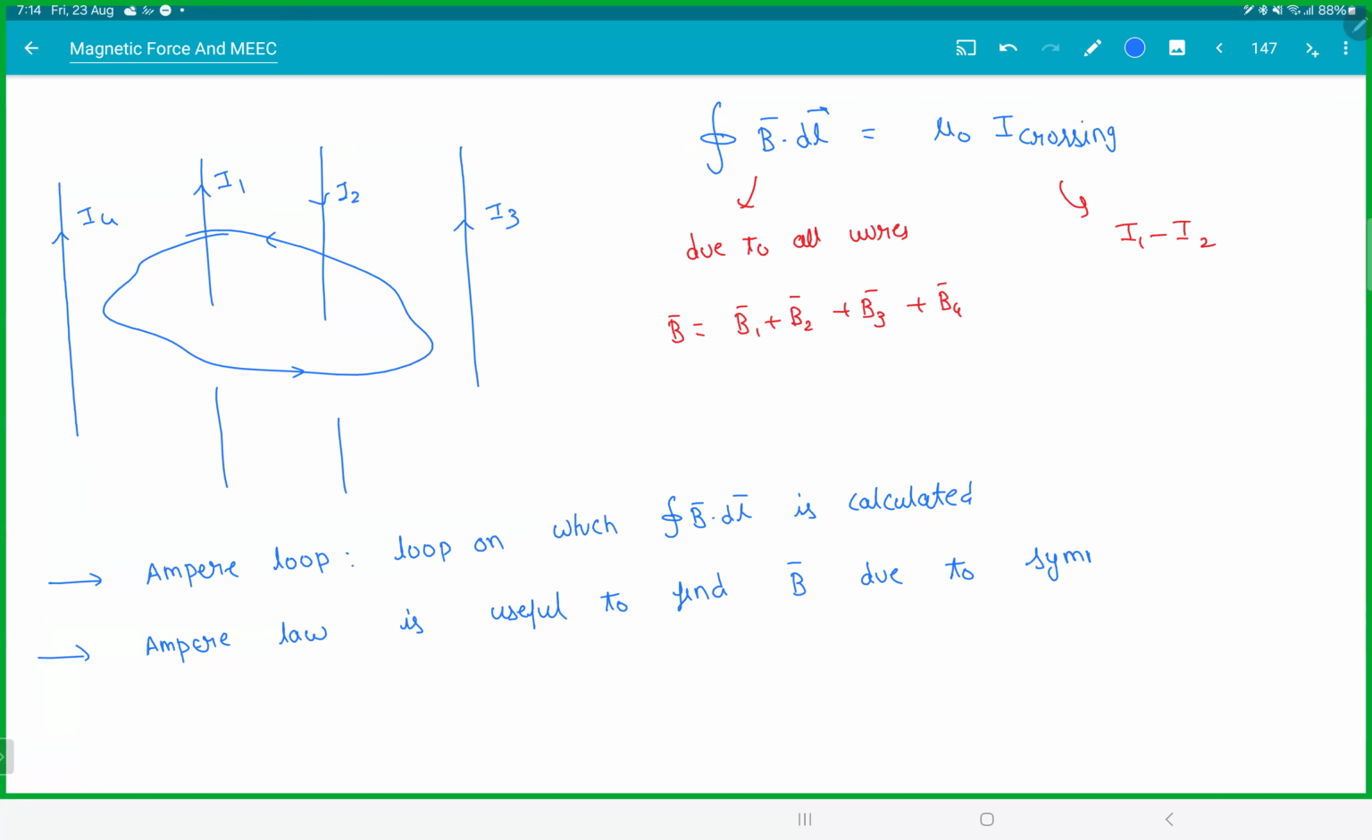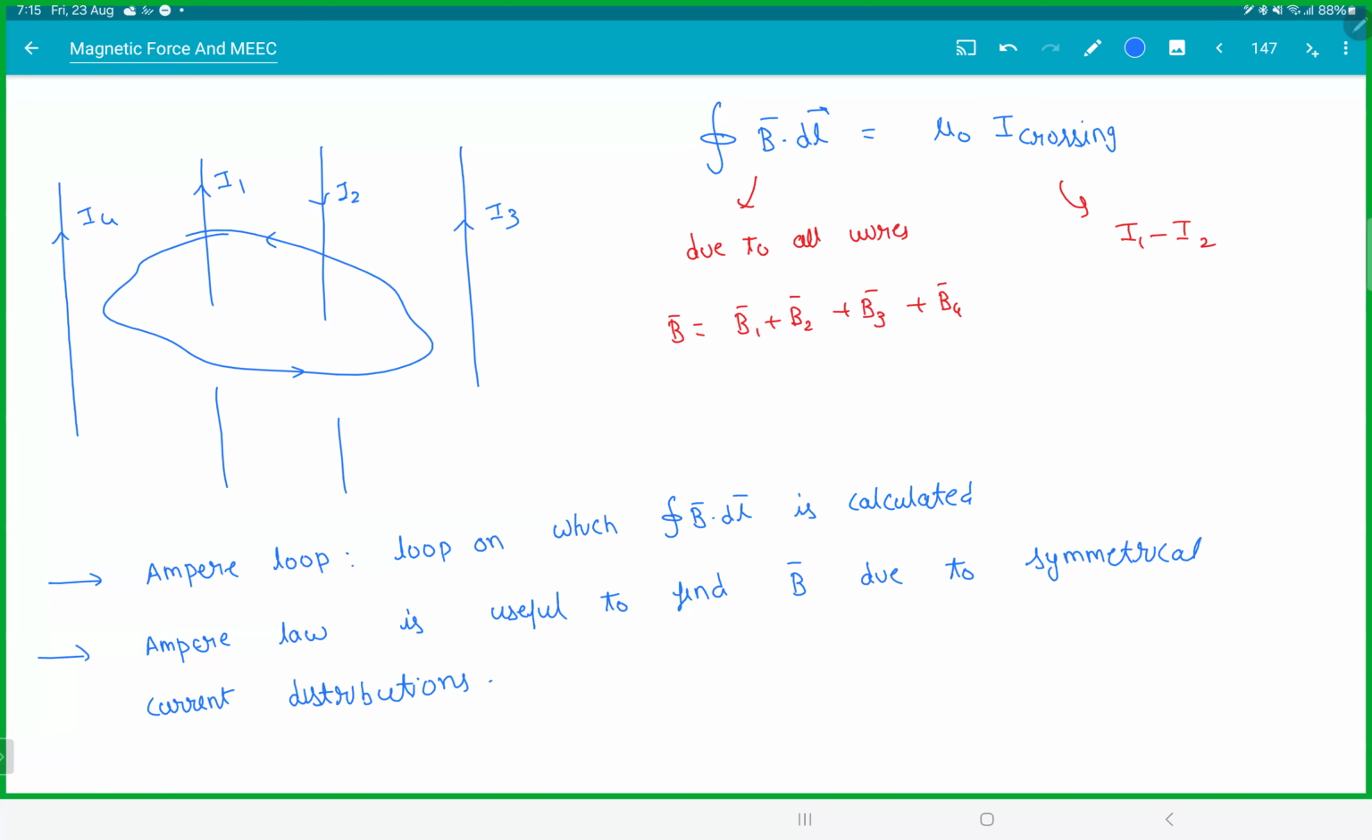There should be symmetrical current distributions. Similarly, if you remember, Gauss law was useful to find electric field due to symmetrical charge distributions. Clear with this? Now we can take bits and pieces of it, and we can actually use Biot-Savart's law to prove this.